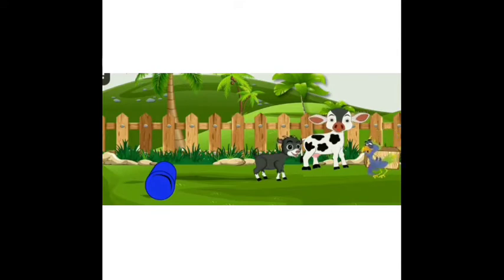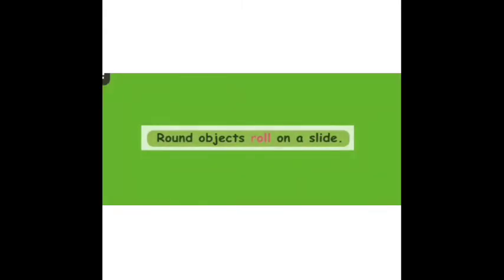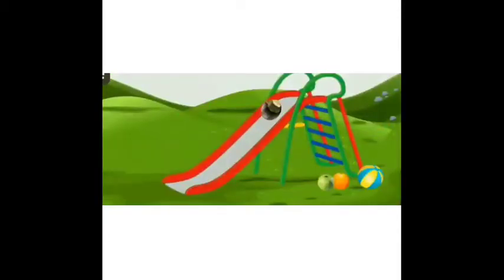My dear friends, do you want to know why one of these things is sliding and another is rolling? Then see what is happening in the slide. You can understand the reason easily. Round objects roll on a slide. The nungu is rolling. The ball is rolling. The orange is rolling. The guava is also rolling because these things are round in shape.